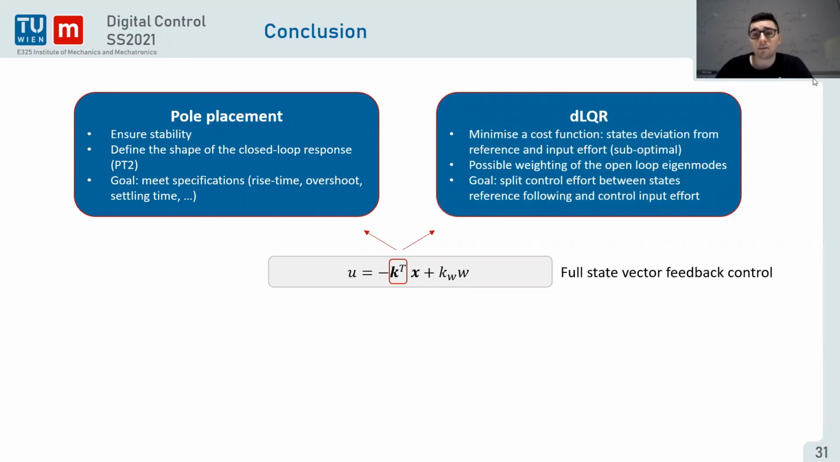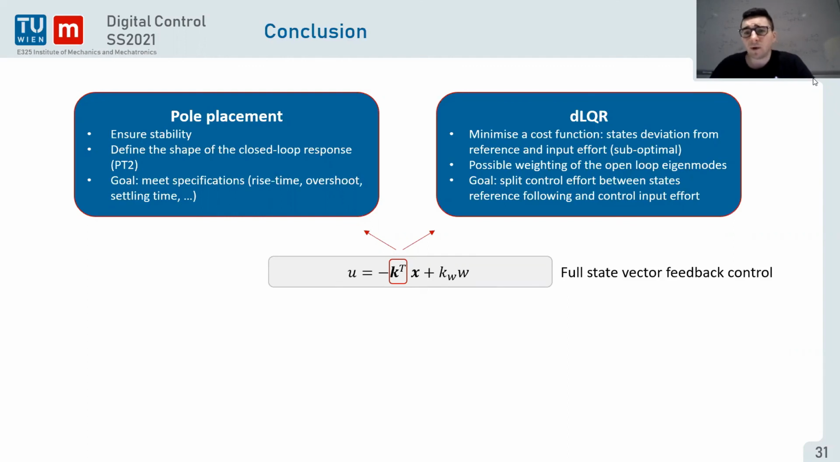So you are minimizing the states deviation from a reference and the input effort. It's suboptimal because, if we consider a system is linear and cost function is quadratic, it's still suboptimal because u equals minus K transpose x is probably not the best control input we can have. And also we're taking K as constant. We're considering an infinitely large horizon.